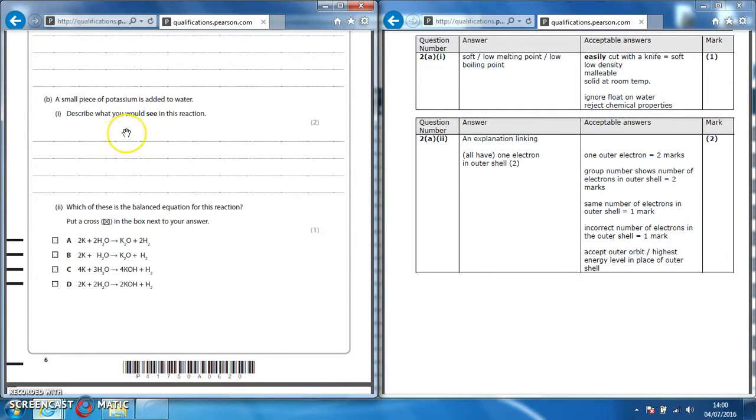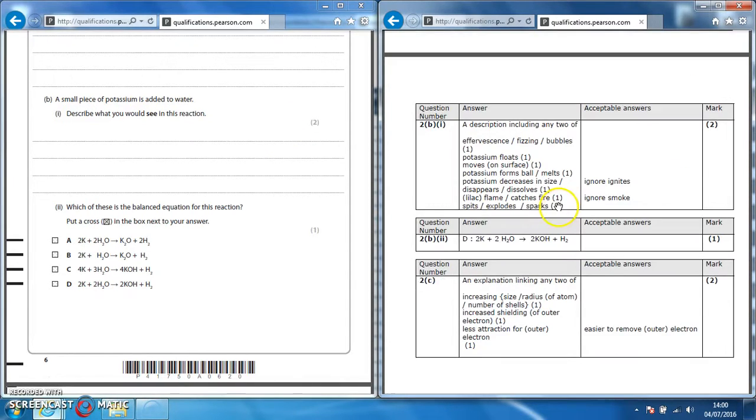Potassium is added to the water, so you will remember that lithium went on first and that just fizzled around. Sodium went on second in the demonstration, and that melted and fizzed around. And then the third one was cooler because it sets on fire with a lilac pinky purple flame, fizzing around. So we get all these marks for fizzing, effervescing, which is posh for fizzing, bubbles, floating, moving, forms a ball or melts, sets on fire, gets smaller, explodes, sparks, all really good words for what you would see. And look, it says see in bold, so it's a description of what's there.